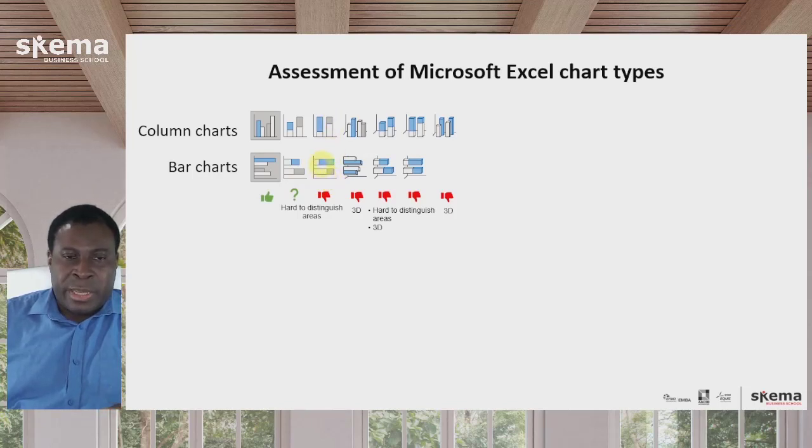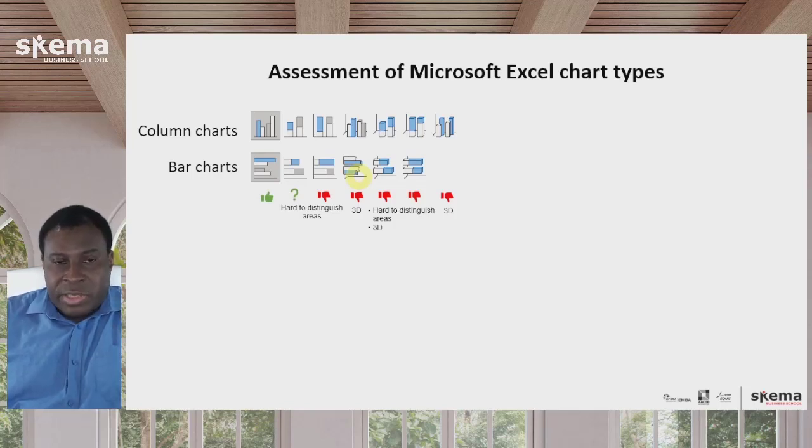Because usually, in this little example, you can tell which ones are bigger, but a lot of times the different segments, different categories are very close, and it's hard to distinguish based on the area size which ones are really larger.